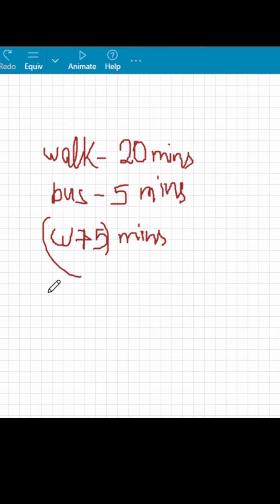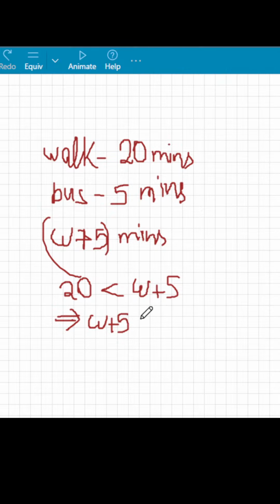Now what we'll do is we will put the condition, because we need to find the inequality where he reaches school by walking faster. So the walk should be faster, so the time taken by walk should be less, so 20 should be less than W plus 5, or we can say W plus 5 is greater than 20. So this should be the answer.